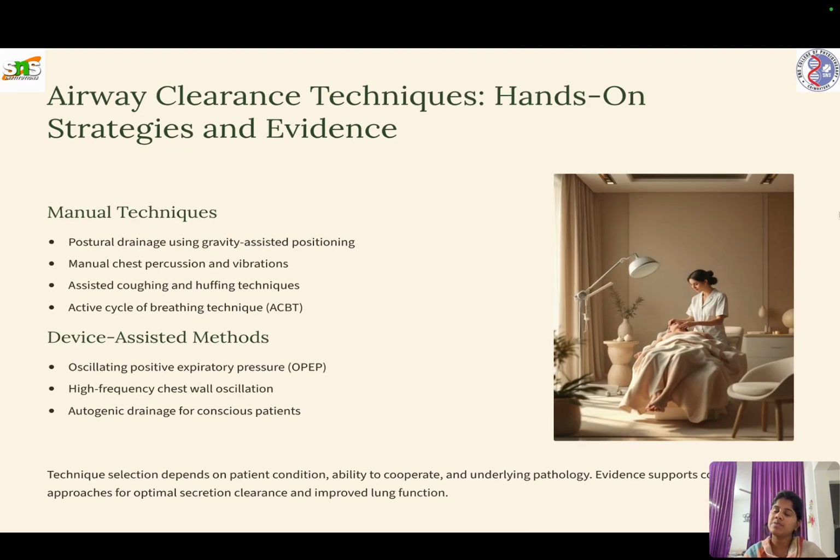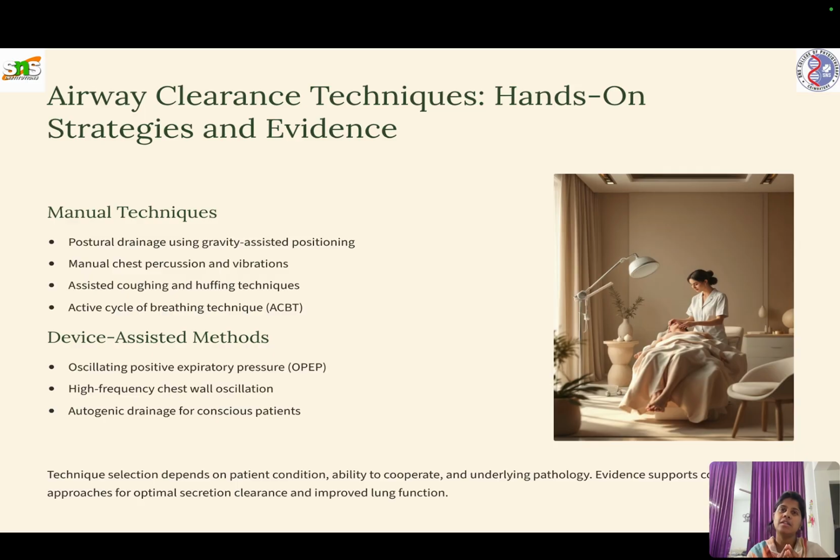As we all know, airway clearance techniques are hands-on strategies. The first is manual techniques. First and foremost is postural drainage, in which the patient is positioned gravity-assisted so that the secretions will be drained with the help of gravity. The second is manual chest vibrations and percussions, given to mobilize the secretions of the patient. ACBT, that is active cycle of breathing technique, is also given to mobilize the secretions and to improve ventilation of such patients.